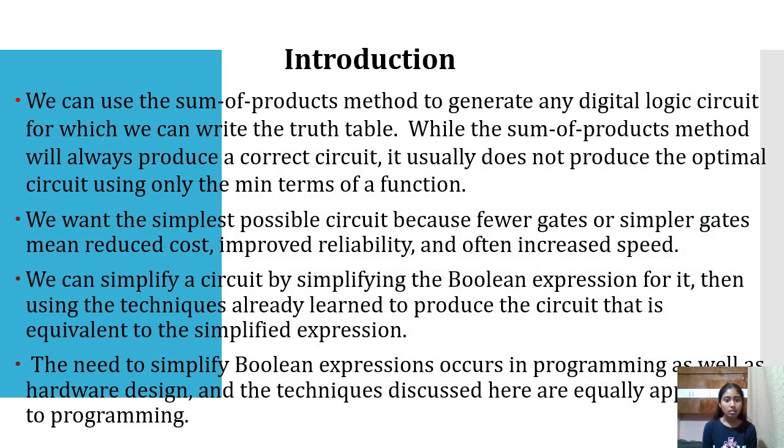We can use the sum of products method to generate any digital logic circuit for which we can write the truth table. While the sum of products method will always produce a correct circuit, it usually does not produce the optimal circuit using only the minimum terms of a function. We want the simplest possible circuit because fewer gates or simple gates mean reduced cost, improved reliability, and often increased speed. So we can simplify a circuit by simplifying the Boolean expression for it, then using the techniques already learned to produce the circuit that is equivalent to the simplified expression.